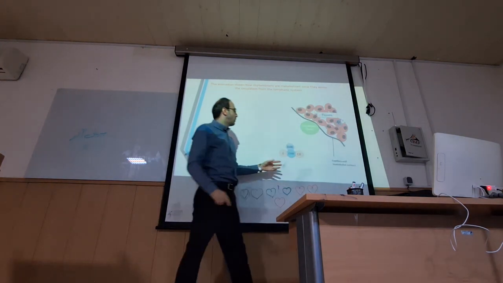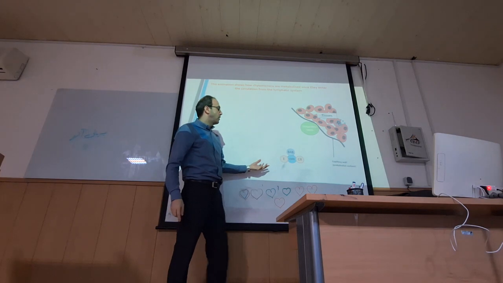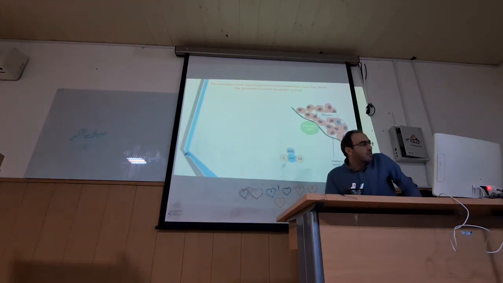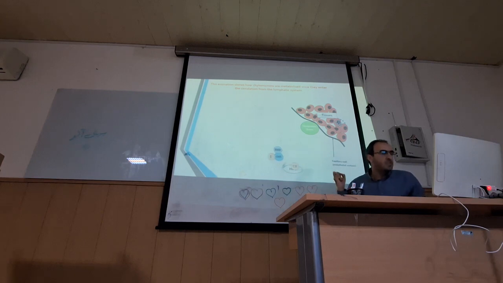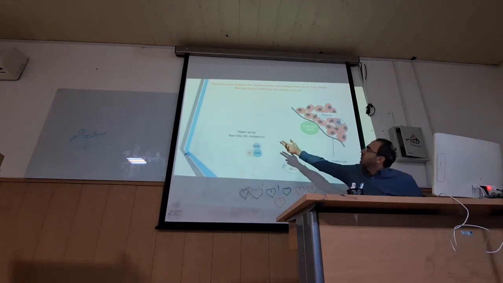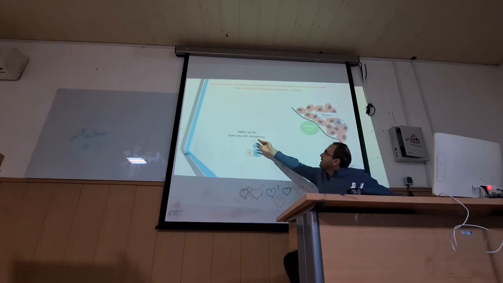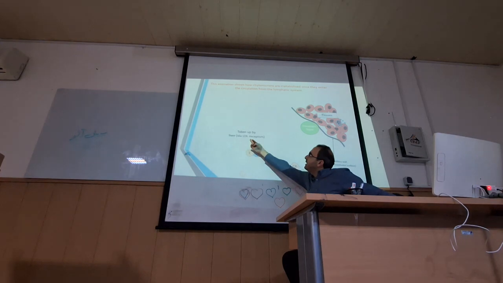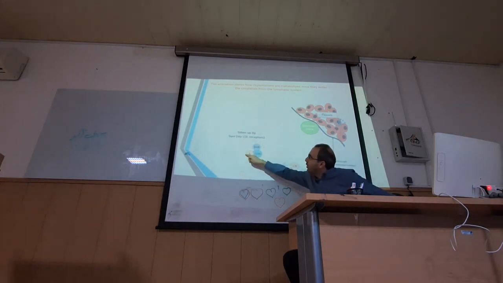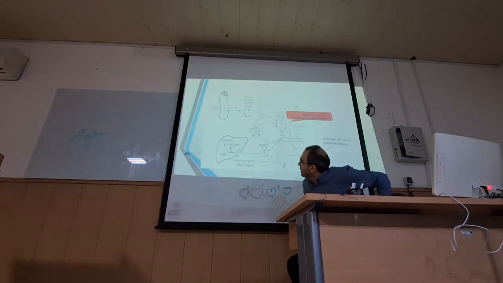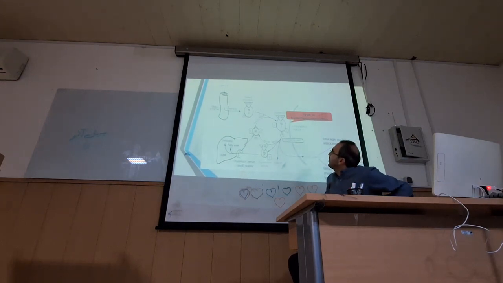Here you can see ApoC2 is removed and transferred to the HDL. HDL receives ApoC2, and the chylomicron remnant is taken up by the liver through the LDL receptor, through ApoE. Through ApoE, it's actually received by the liver.